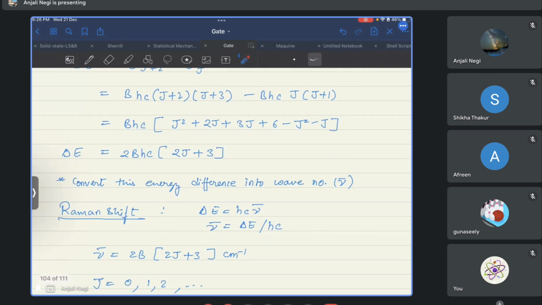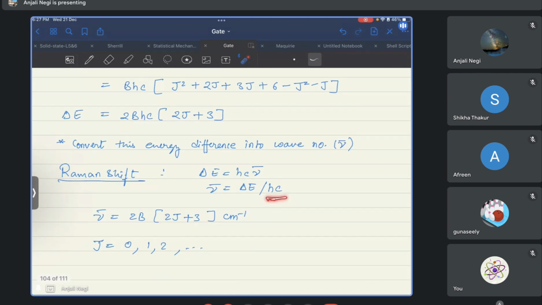If I convert this energy difference into wave number, since the spectrum that we see is in wave number, we simply have to divide by HC. So delta E is equal to HC times the wave number, and the wave number is equal to delta E upon HC. Dividing this equation by HC, I will get the wave number equal to 2B(2J plus 3) centimeter inverse, where I can put J equal to 0, 1, 2, any number.